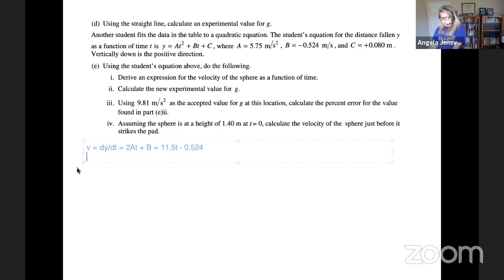So for that one, there's two different ways. We know that v equals v naught plus at, right? So g is the coefficient of the t term. Therefore, g is 11.5 meters per second squared.